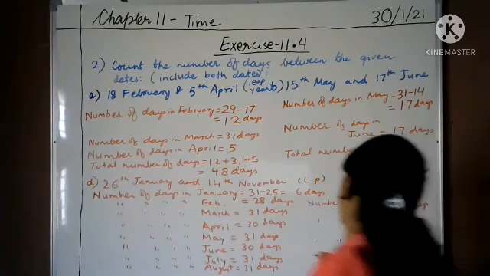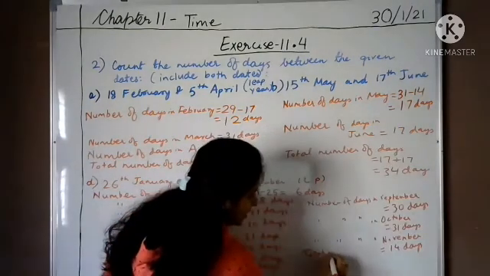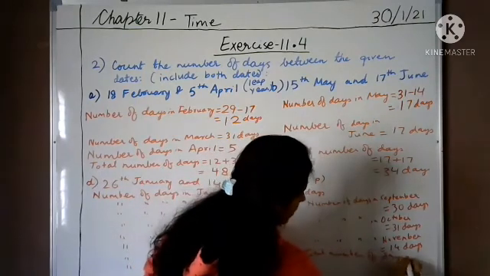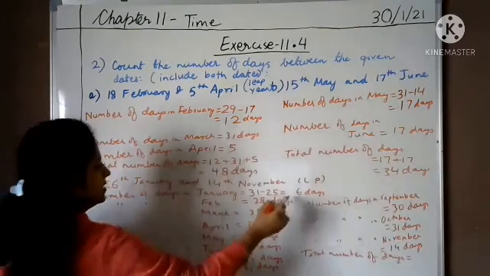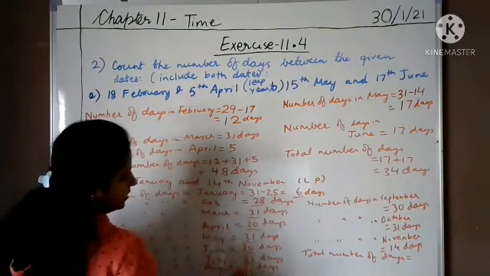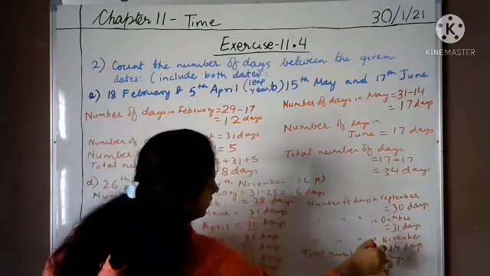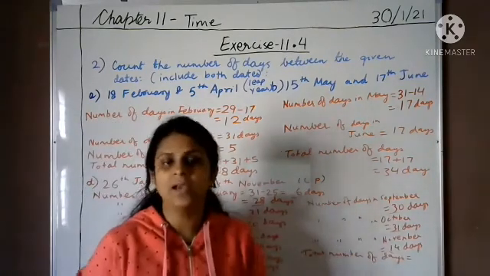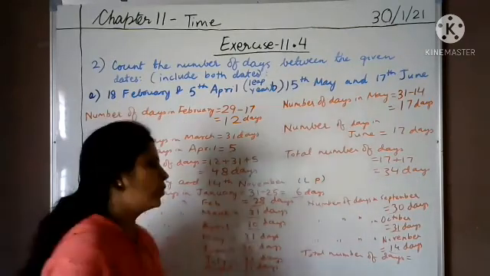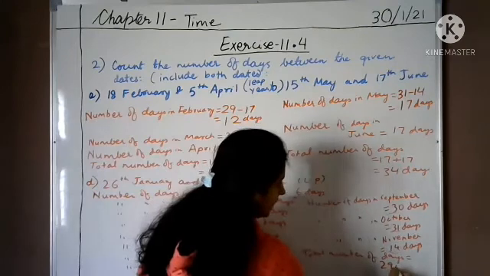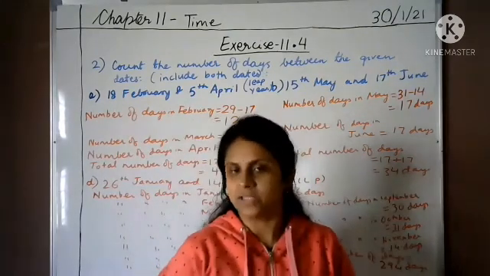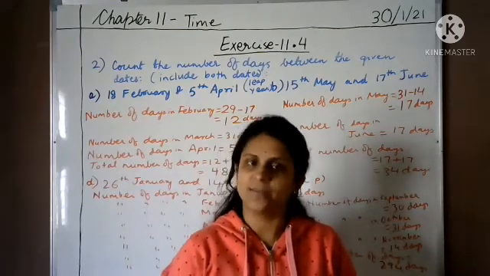So now total number of days is equal to, आपको ये सब ऐड करना है, यहाँ से 6, 28, 31, 30, 31, 30, 31, 31, 30, 31, 14. So you have to add all these to get your answer, which will be equals to 294 days. So we have completed question number 2. Now let's look at question number 3.